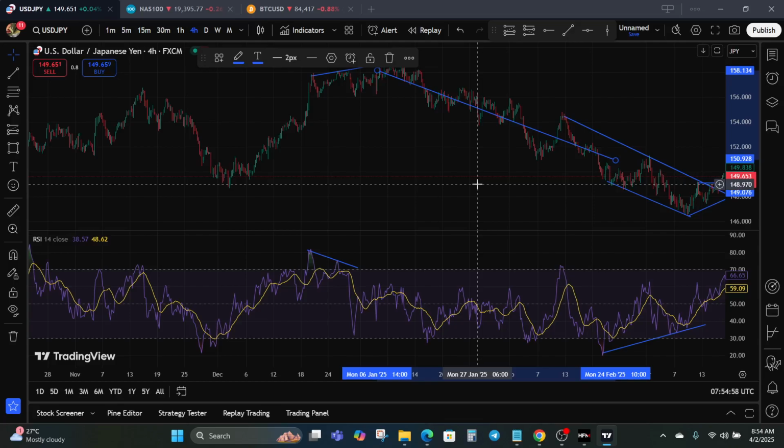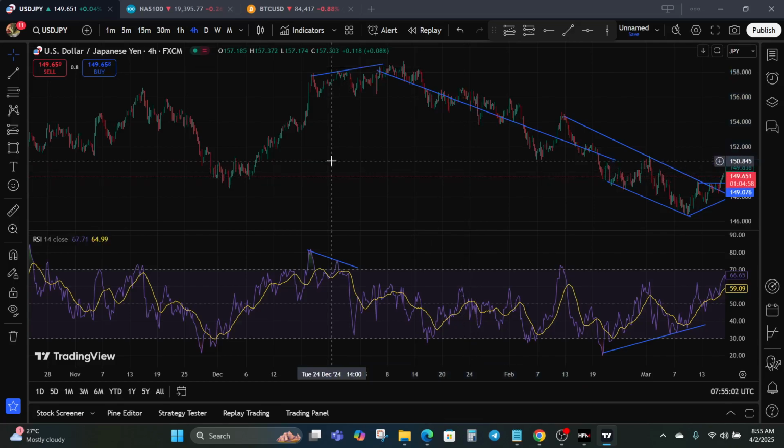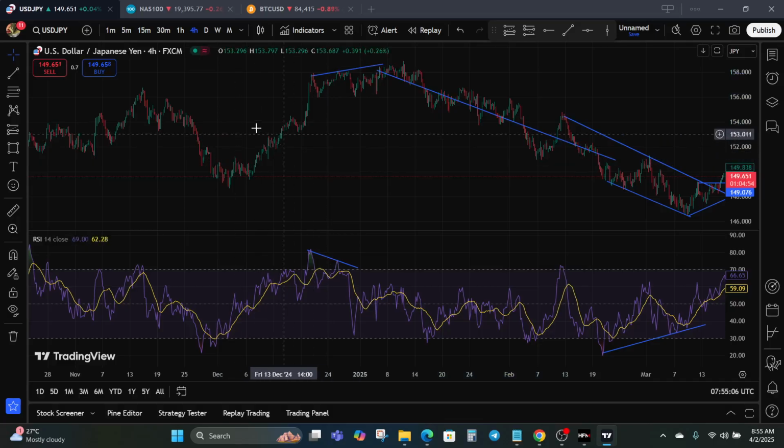Now, this actually works best on higher time frames. If you want to use divergence signals, focus on higher time frames like 1 hour and above for stronger signals.